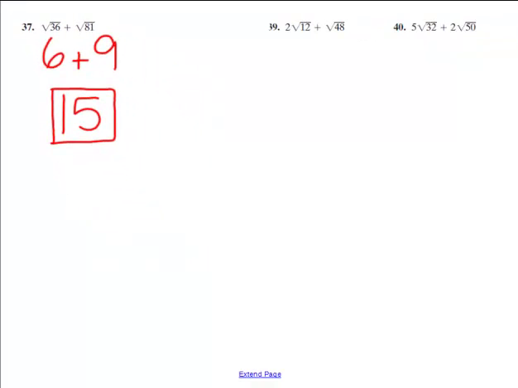Obviously, not all of them are going to be that easy either. So let's look at 39 over here. I have 2 square root of 12 plus square root of 48. So let's see if we can simplify 2 root 12. You can make a factor tree, or you can think about what goes into it.